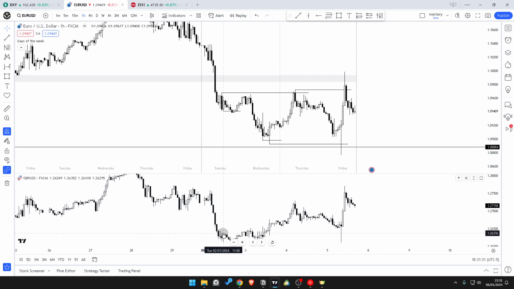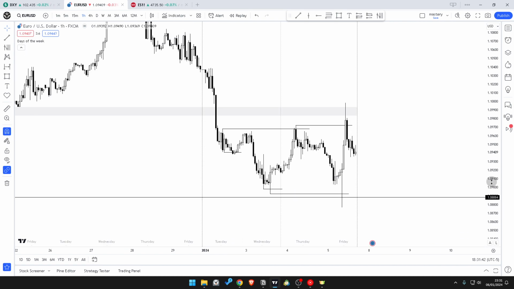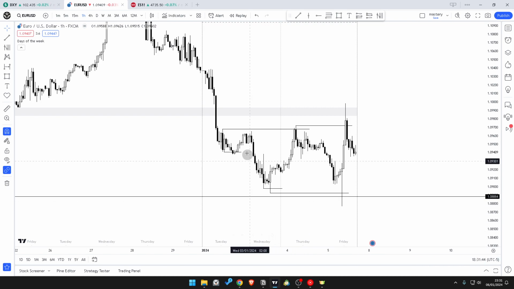Where is it? Where is it? Right here? No, right here. So it created this SMT where the price is just more bullish on GBPUSD, which is usually for a weak one. But we trade lower.